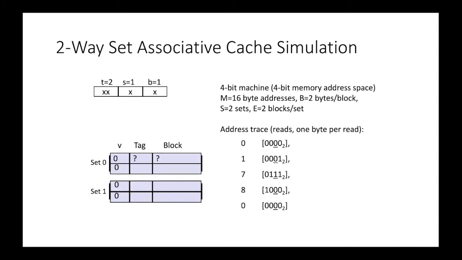Now, let's simulate the exact same memory address request with the two-way set associative cache. Everything is the same except now the cache has 2 sets because each set has 2 cache lines. Because of that, the memory address has only 1 bit set index and 2 bit tag bits. The first memory address is 0 and set index is 0, which is the first set. It's empty, so it's a cold or compulsory miss.